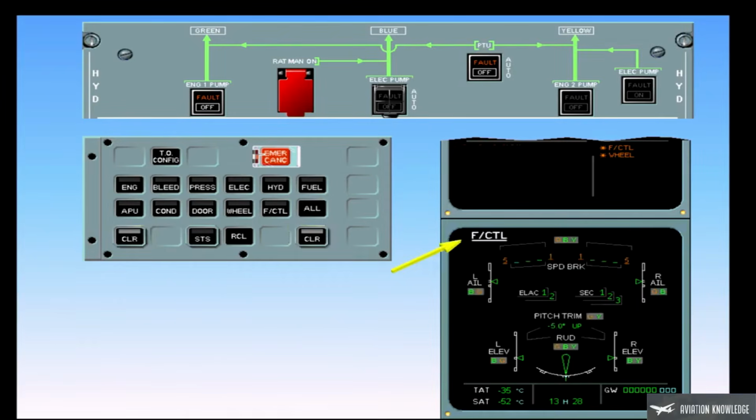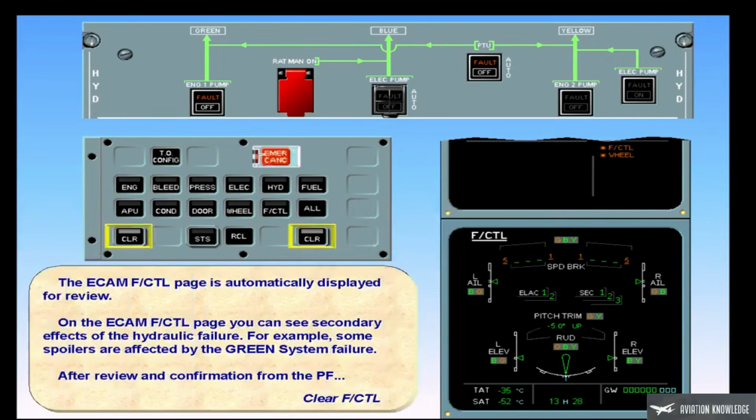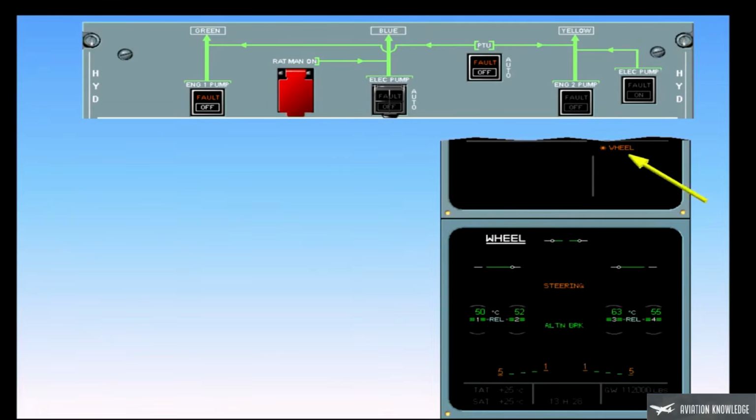The ECAM flight control page is automatically displayed for review. On the ECAM flight control page, you can see secondary effects of the hydraulic failure. For example, some spoilers are affected by the green system failure. After review and confirmation from the pilot flying, clear flight control. Observe that the amber flight control secondary failure has disappeared.